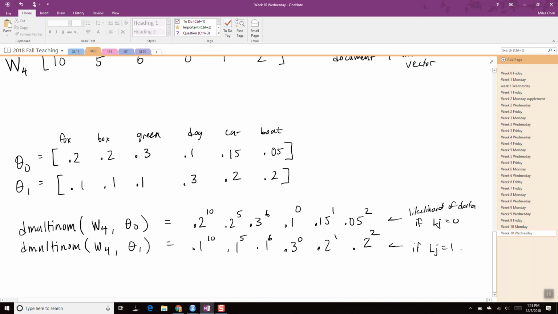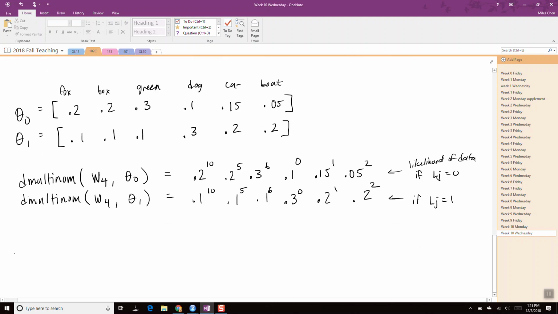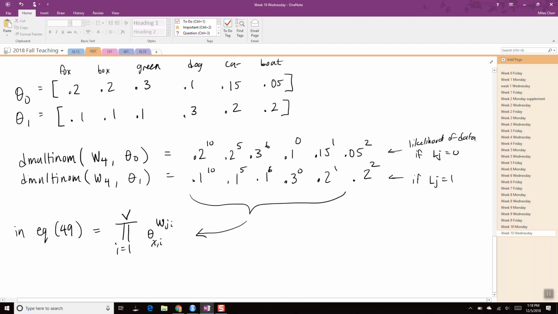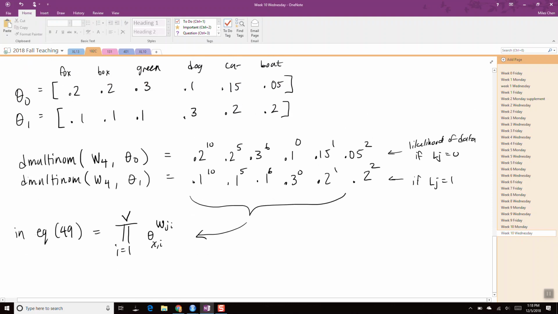So this part in equation 49 is equal to this part of the vector, okay? That's what we have. The Bayesian classifier here says we're not going to just look at the relative multinomial likelihoods, okay? We have to take into account how many documents are in class 1 versus class 0, okay?